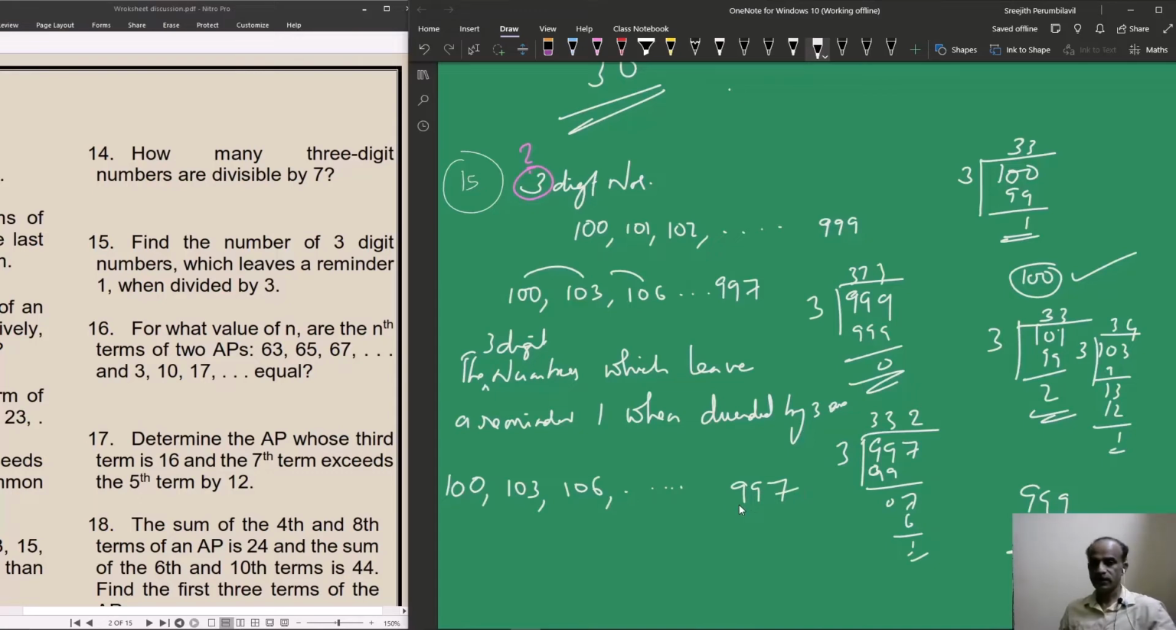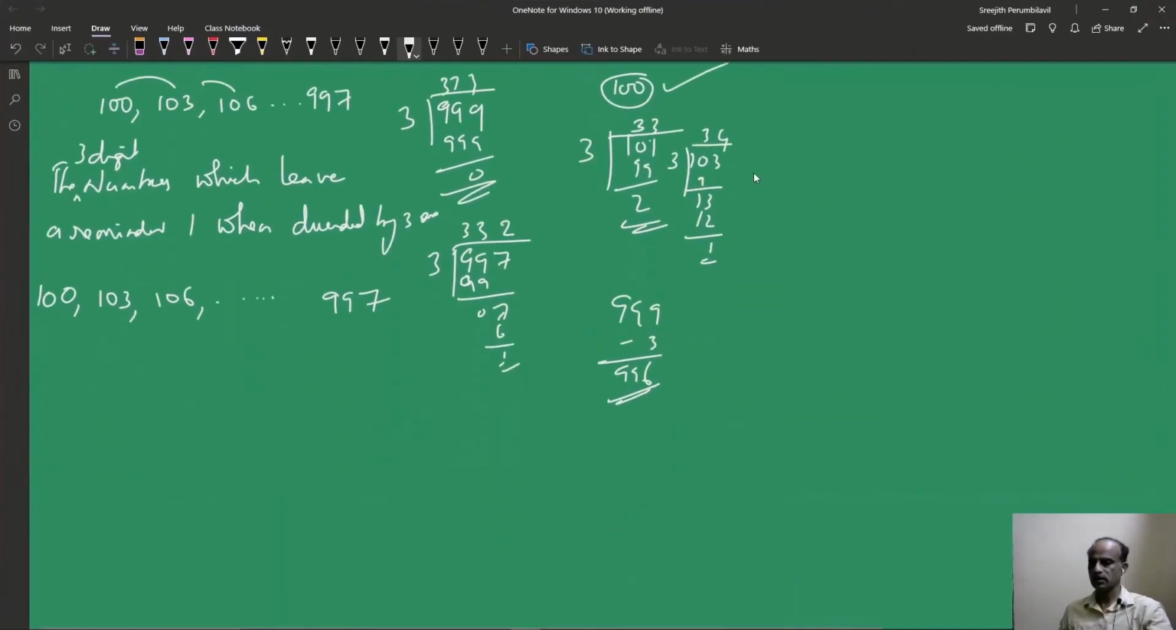997. We need to know how many such numbers are there. That means we need to know how many terms are there in this sequence. Is this an AP? Yes, the common difference here is 3. Here also 3. And the next one is also 3, and it goes. Therefore, this is an AP with the first term 100 and D is equal to A2 minus A1. How much is that? 103 minus 100, that is 3.